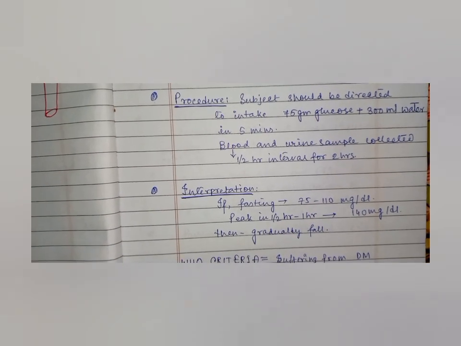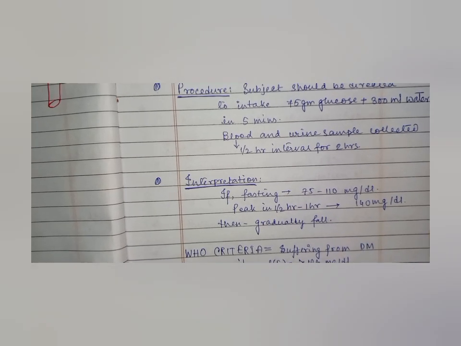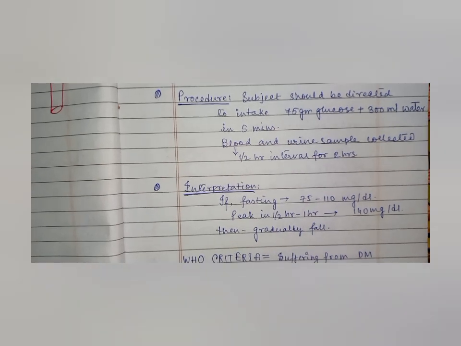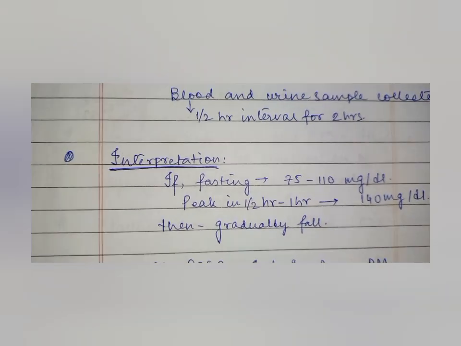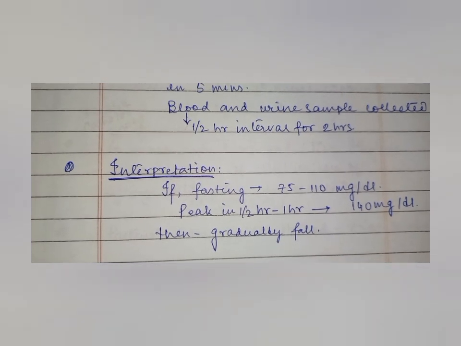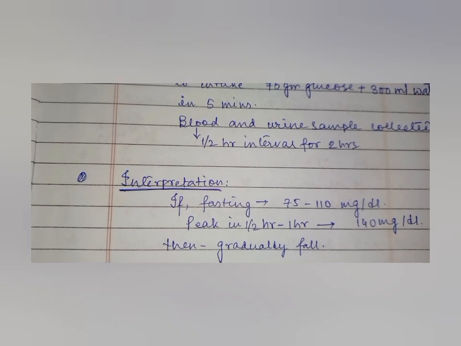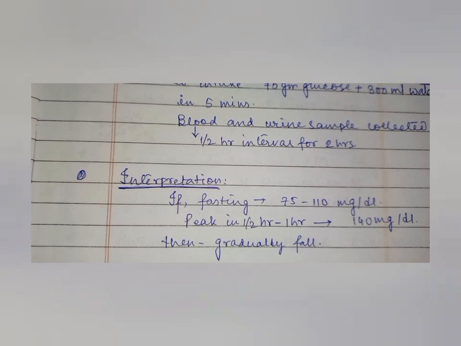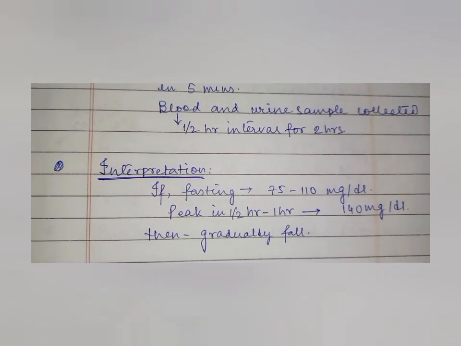And blood and urine samples are collected every half an hour. Okay, so every half an hour for 2 hours means 4 times of collection for blood and also for urine. Then the interpretation comes. If fasting range is within 75 to 110 and the peak in half an hour to 1 hour is 140, that means if the patient's first fasting sugar is 110, then after half an hour to 1 hour it peaks to 140 mg per dL, then it gradually falls.